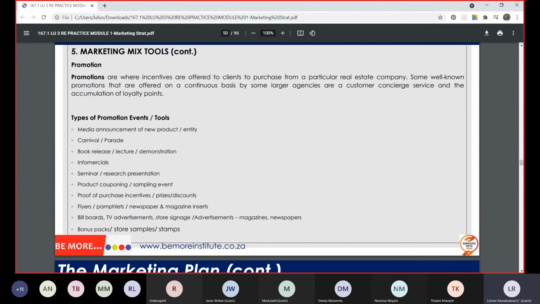Your promotion. Promotion is where incentives are offered to clients to purchase from a particular real estate company. Some well-known promotions that are offered on a continuous basis by some large agencies are customer concierge service and accumulation of loyalty points, for instance, such things.